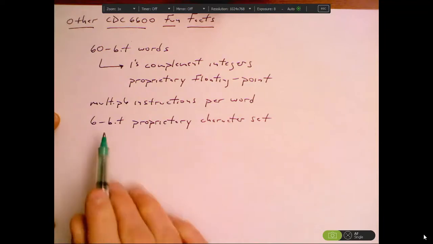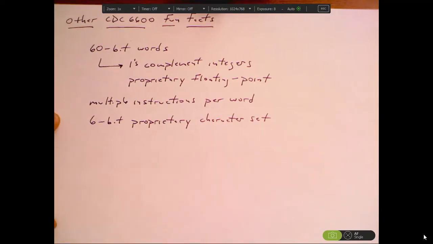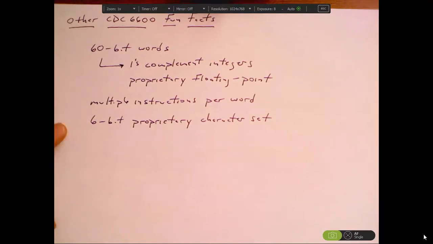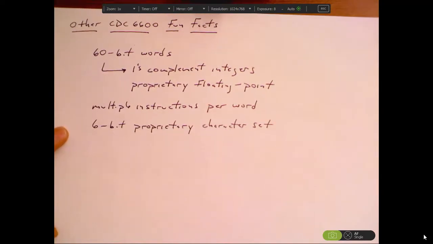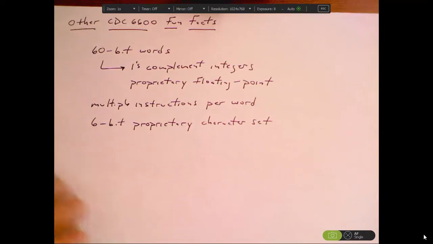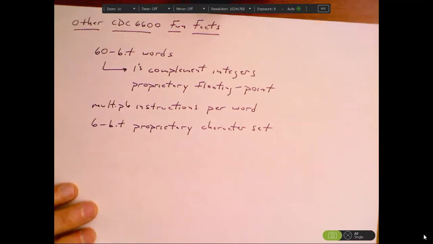One other thing that I'm sure I mentioned before, but let me bring it up again. This machine had a 6-bit character set, a proprietary character set, so it only had lowercase letters, and had the space in the wrong spot relative to the letters. So it was not a fun machine to do any kind of character processing. It wasn't designed for that purpose.